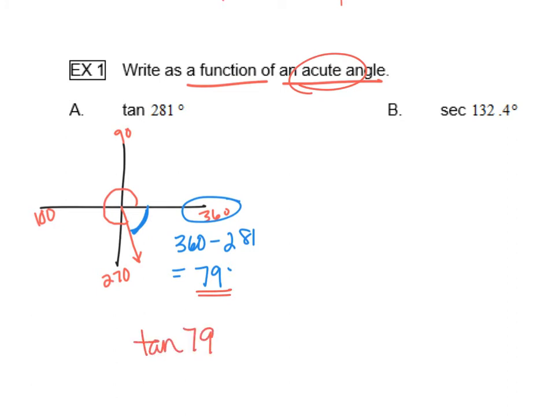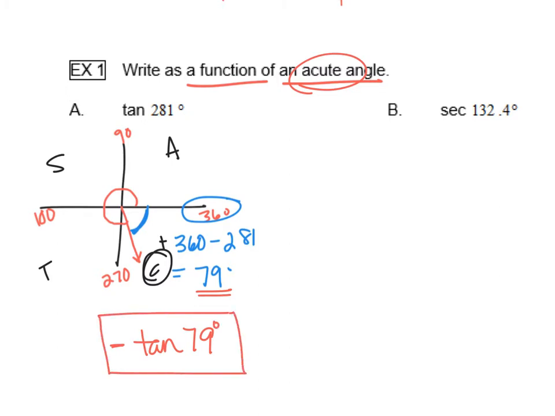However, what we want to figure out is, is your tangent positive or negative in this quadrant? So in the fourth quadrant, let's see, all students take calculus. Cosine is positive in this quadrant, which means tangent must be negative. So we're going to put a negative in front of our tangent. So negative tangent of 79 degrees. This has the same value as tangent of 281 degrees. We need this one because they asked for an acute angle.